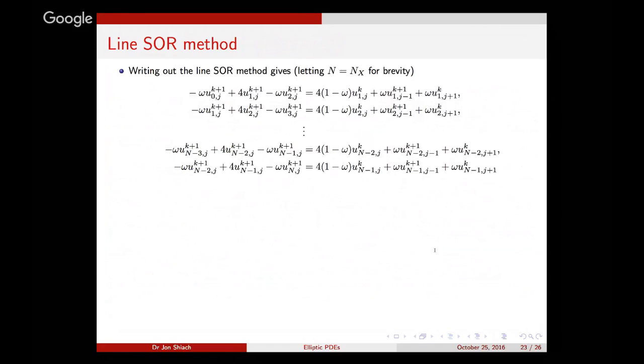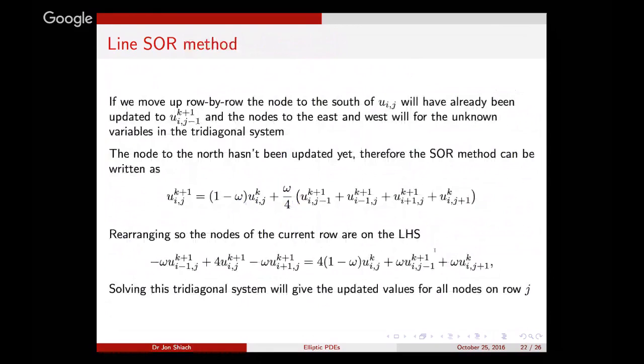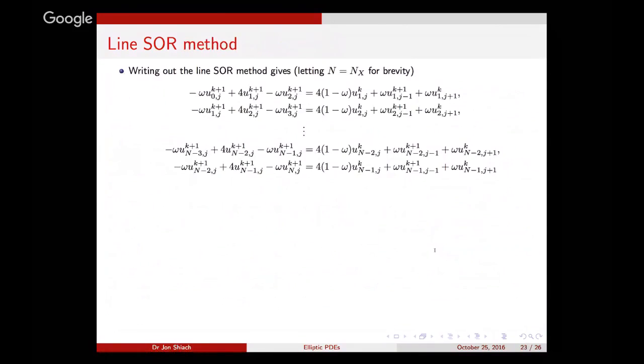Okay, so writing out that method for all nodes in our row. What I mean by that is here I've got 5 nodes per row, so I have 5 equations. Imagine there's 5 equations there. So that's my line SOR method for all those 5 equations.